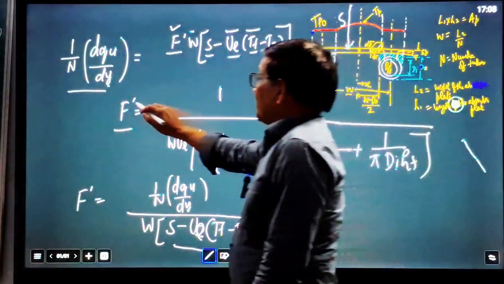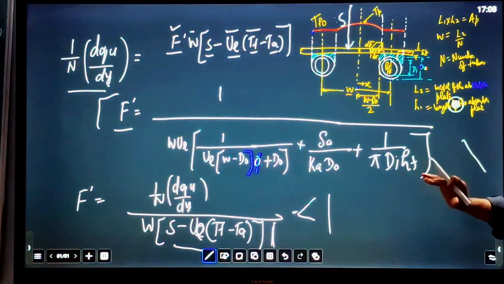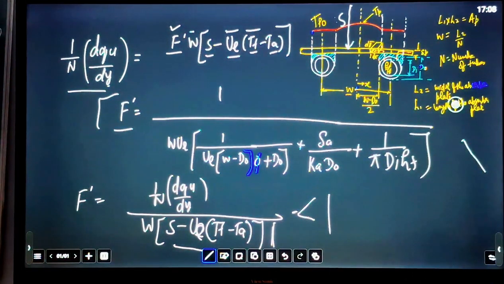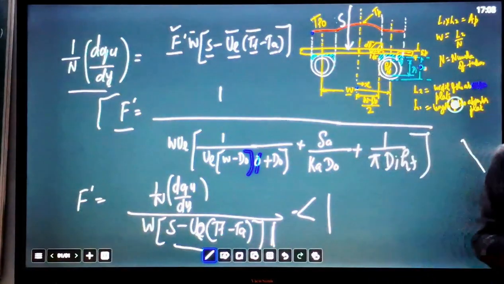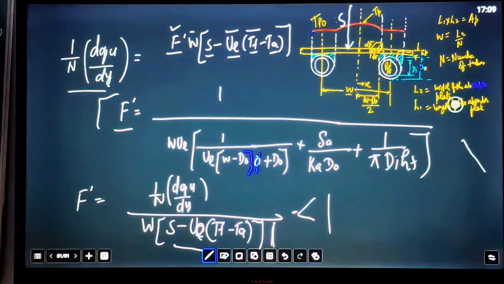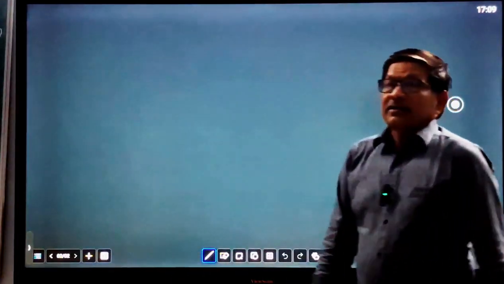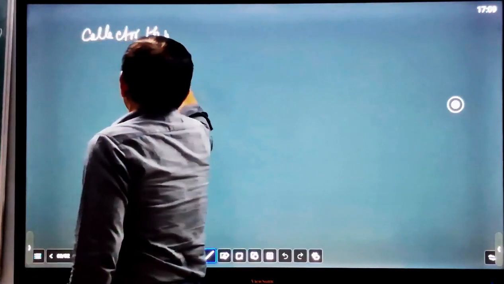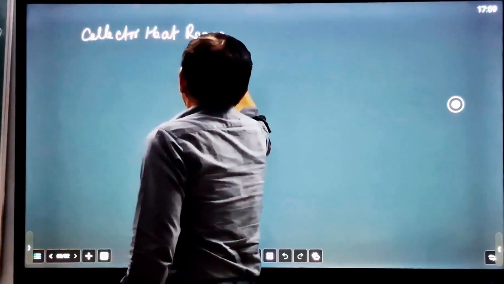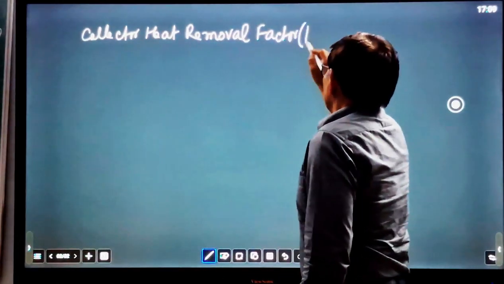This is the way we can define the collector efficiency factor without deriving it, in a short and effective manner. It is a most important factor, because we are going to use it again in defining the collector heat removal factor. So next we define the collector heat removal factor, which is denoted by FR.